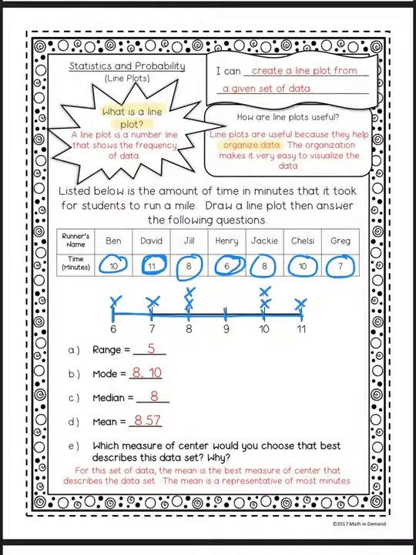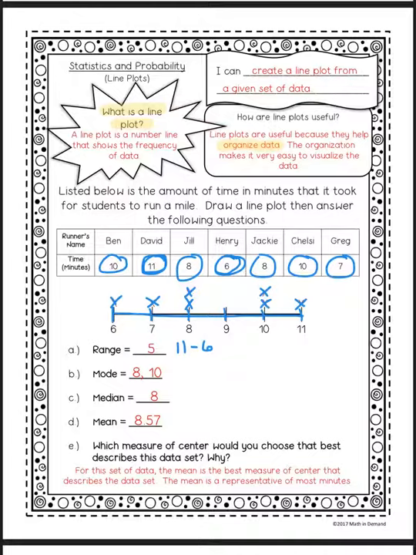Next, we're going to answer these questions. Notice the answers are there already. How did they find the range? Well, they took the highest number, 11, and subtracted the lowest number, 6. The mode is the number or numbers that occurred the most. Given the line plot, it's really easy to see that 8 and 10 have the most X's above them. So our mode is 8 and 10.